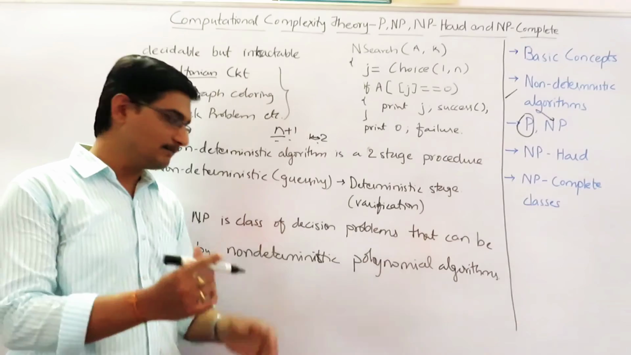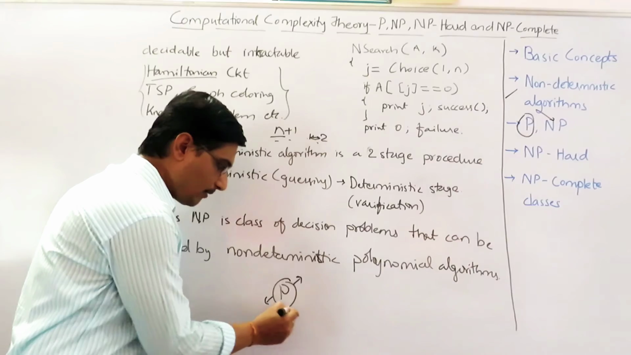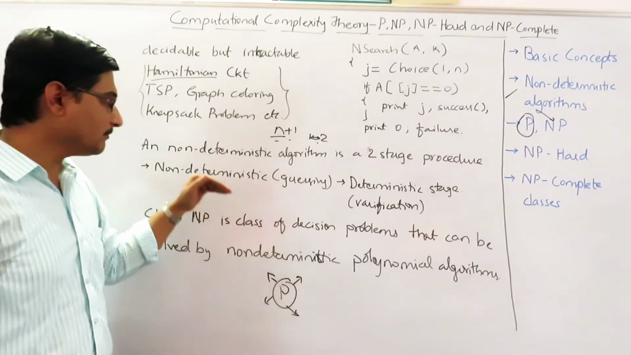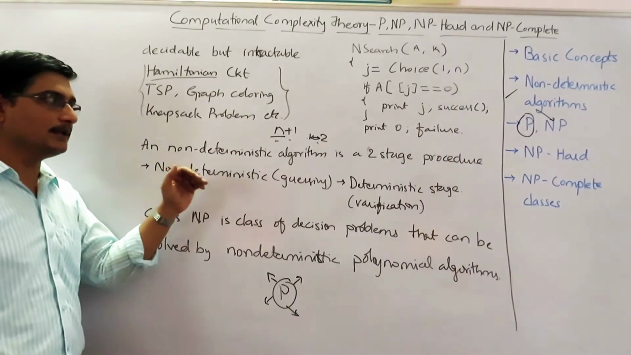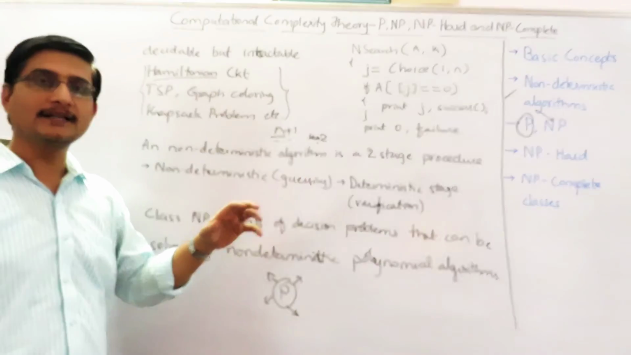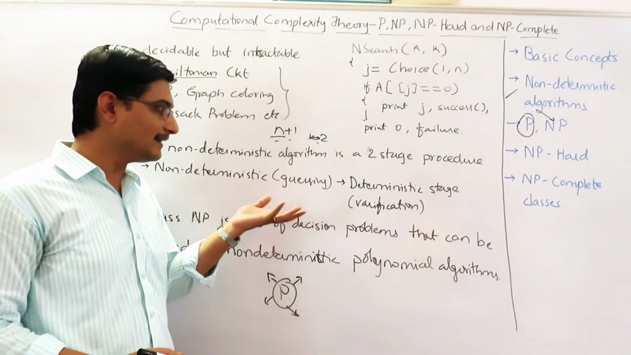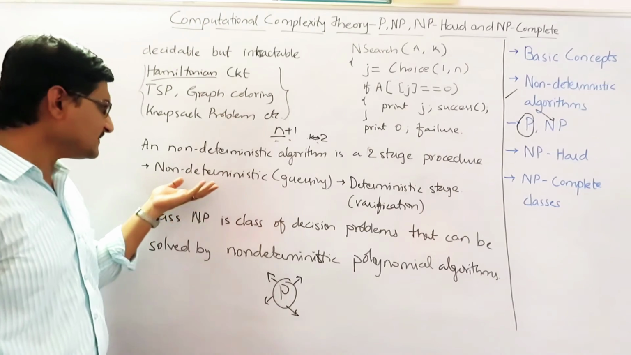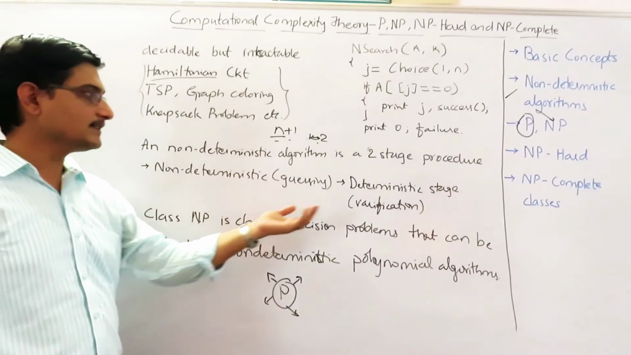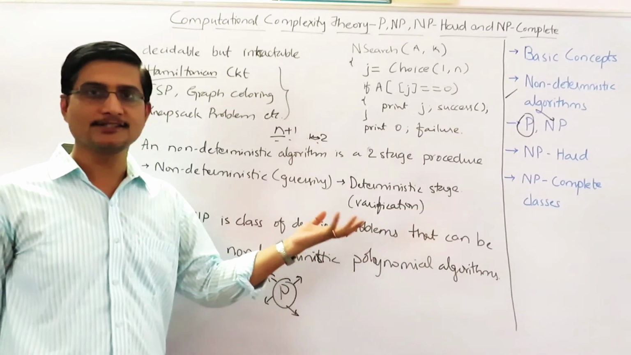So this class P is expanding. That is, the problems solved in polynomial time are expanding as the research work is going on. So a non-deterministic algorithm is a two-stage process. The first stage is not known. Even when the work is done, that stage is not known. It is the non-deterministic stage, or guessing stage. The second stage is the deterministic stage, where people have found that the verification stage is easier.